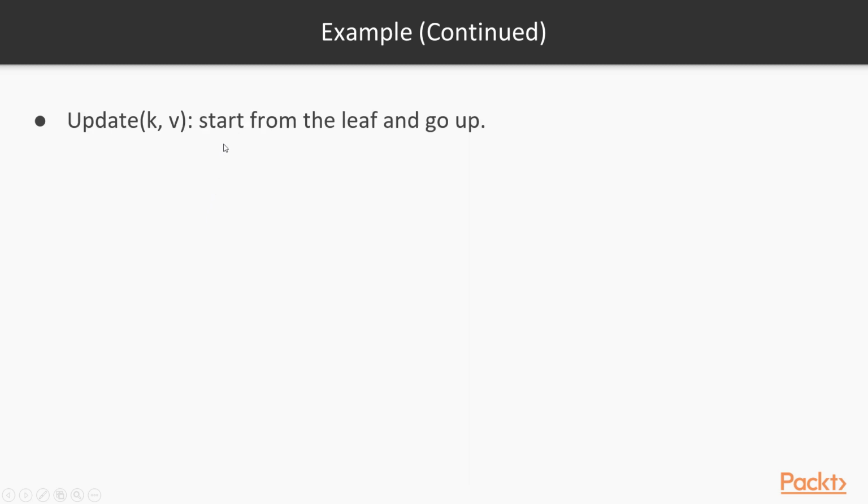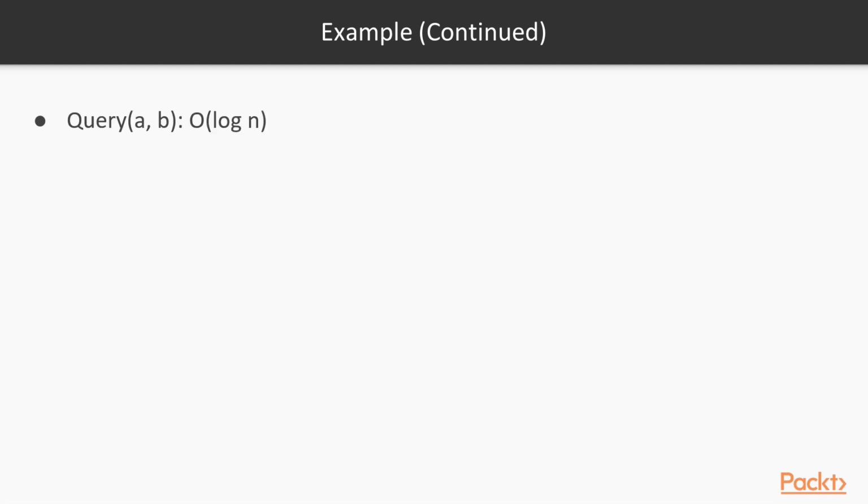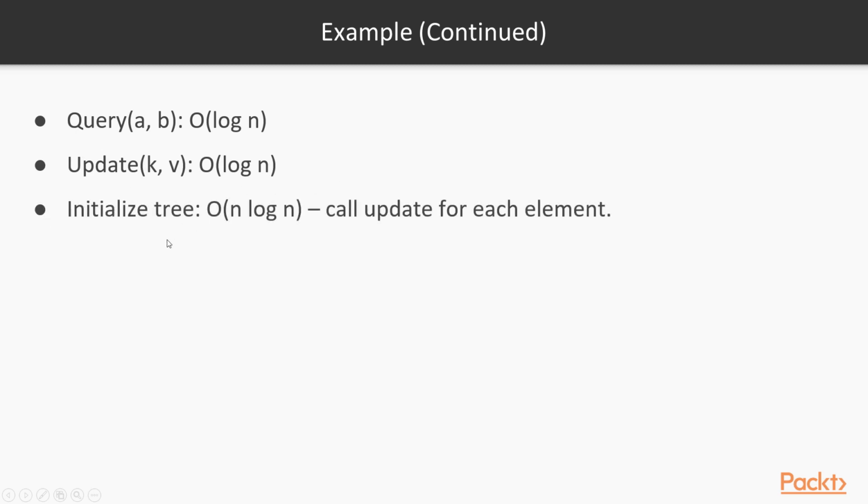For an update, we start at the leaf associated with k and then go up. So for example, in order to execute update 5,10, we would start at the leaf whose associated interval is 5,5, set its value to 10, and then update its parents up until the root node. In order to answer a query, time complexity will be order log n. The same will be true for an update. And in order to initialize the tree from the given array, we will have an order n log n method, which will simply call update for each element.